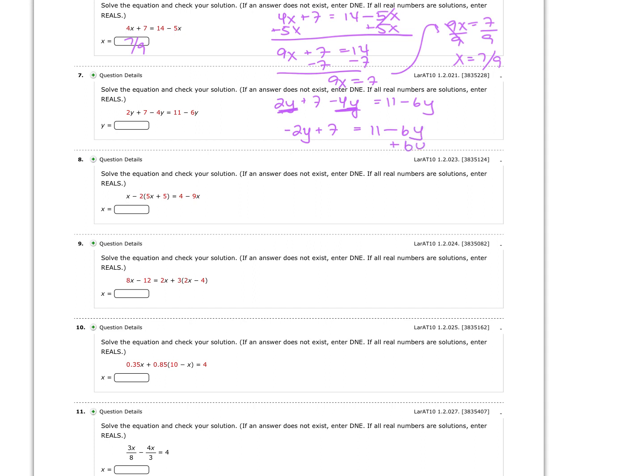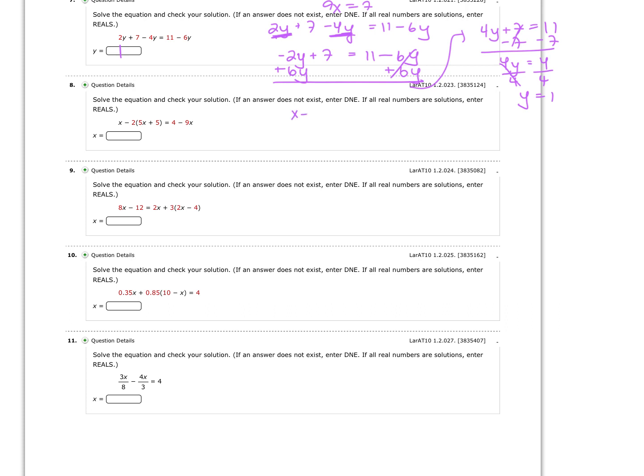Now again, I like my variables on the left, so I'm going to add 6y to both sides. That's going to give me 4y plus 7 equals 11. Next, I'm going to subtract 7 from both sides. 4y equals 4, and then I'm going to divide both sides by 4, and it's going to leave me with y equals 1.